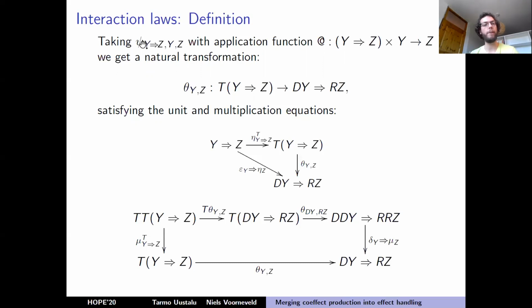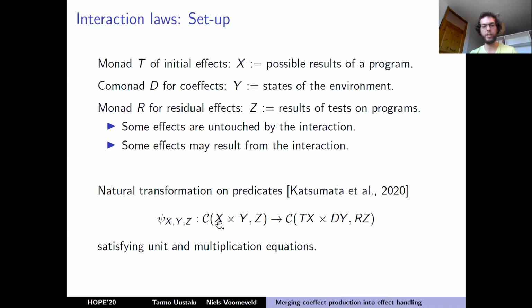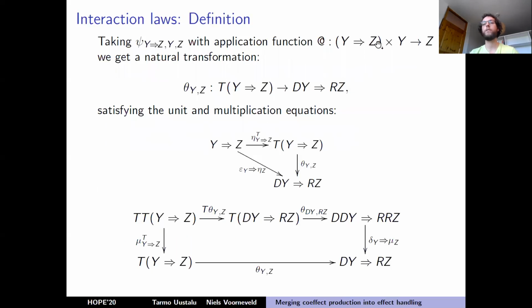And so we abstract this away by taking the interaction law using, instead of X, predicates on state. So Z-valued predicates on state. And then we have a function here where X is predicates on state. And then we substitute in this homomorphism predicate thing, we just substitute the application function. So this represents the fact that after we've gotten a result, a predicate result, we will just test it on the final state that we got.